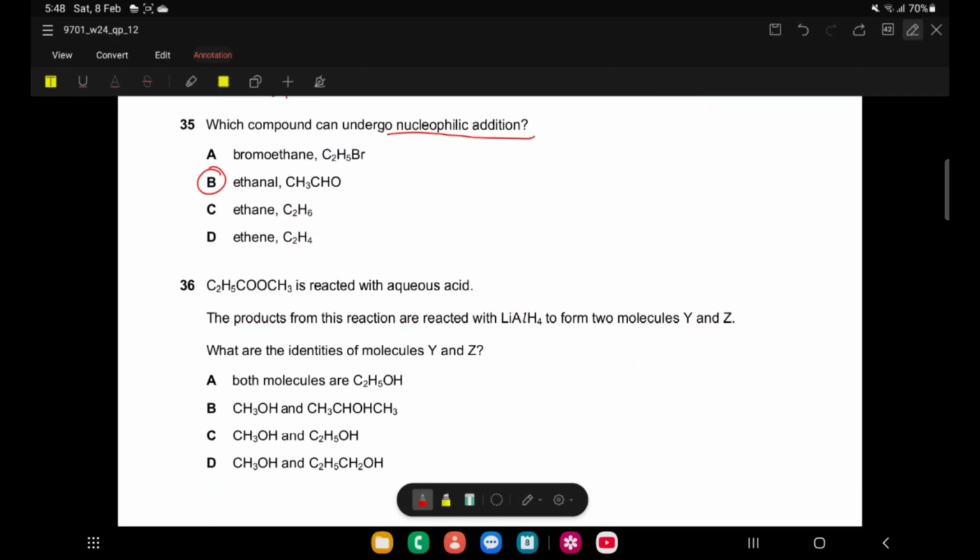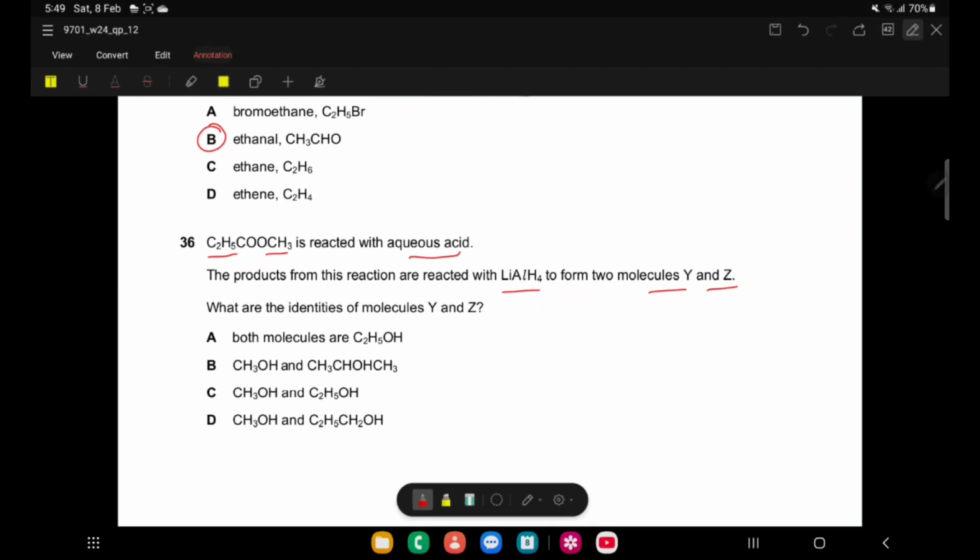Question number 36. This is an ester. It reacted with aqueous acid, so it will be broken down. The products from this reaction are reacted with lithium tetrahydroaluminate to form two molecules Y and Z. What are the identities of molecules Y and Z? If you remember, when an ester reacts in acidic media, what will happen?